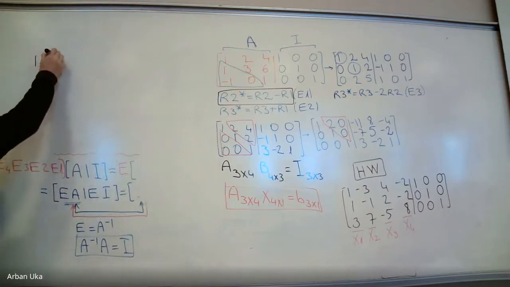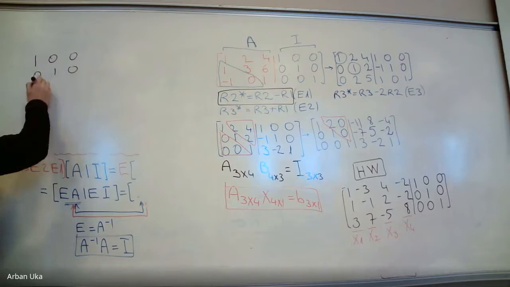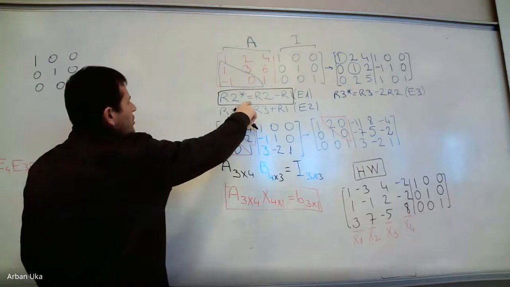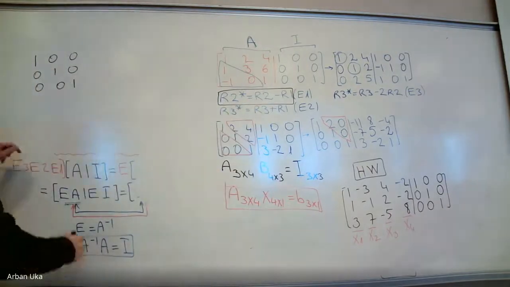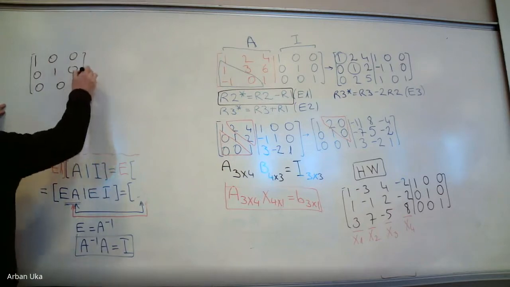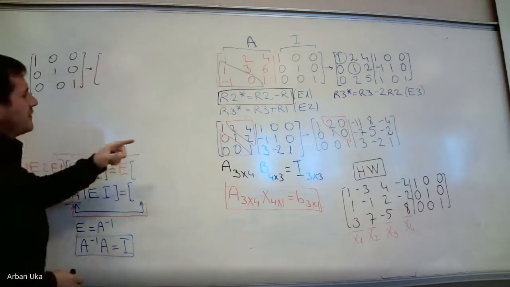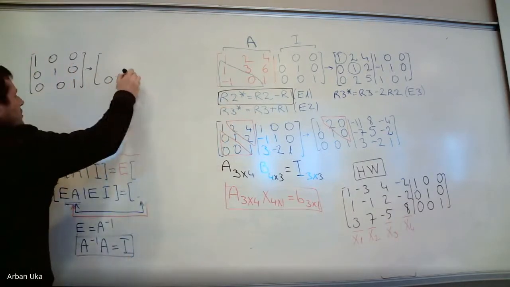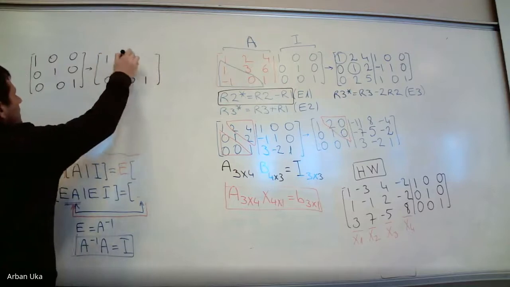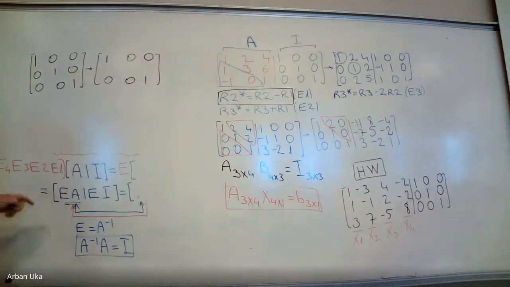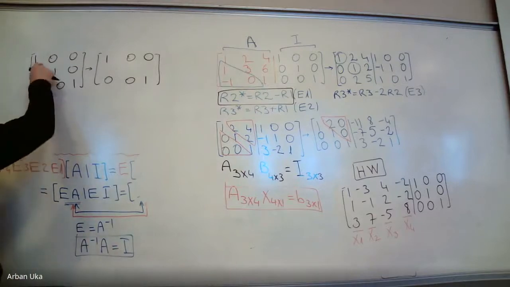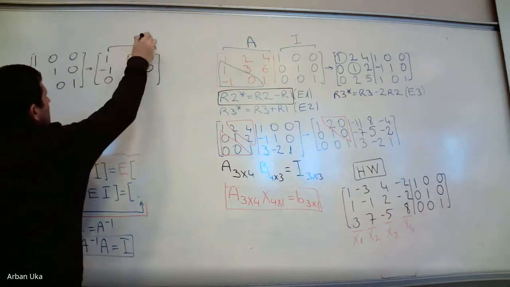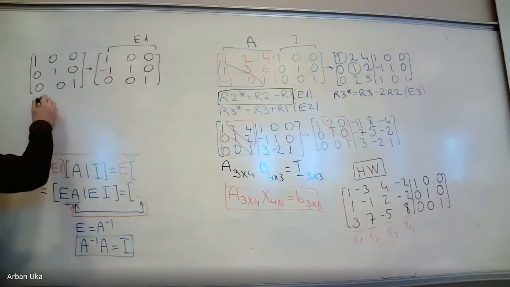E1, we start from 1, 0, 0, 0, 1, 0, 0, 0, 1. And then what is the elementary row operation? Row 2 minus row 1, okay? So notice, only row 2 is going to change, right? Row 1 stays the same, and row 3 stays the same, 0, 0, 1. Would you agree here? And then we want to get row 2. Row 2 is 0 minus 1, so this is minus 1, 1, 0. So this is E1, okay?